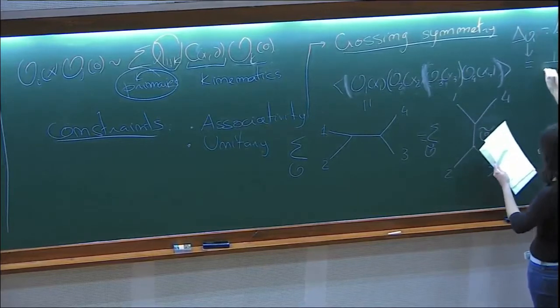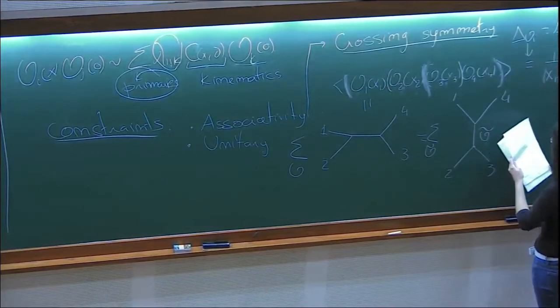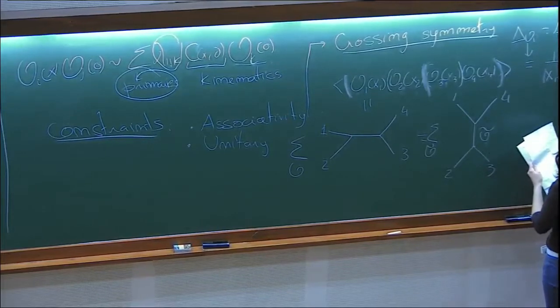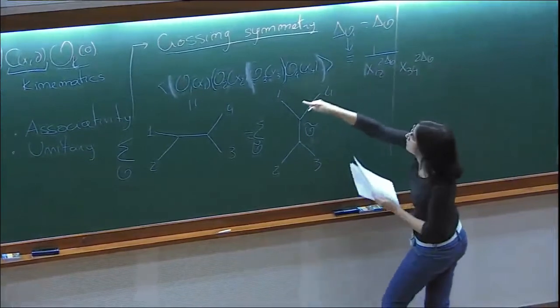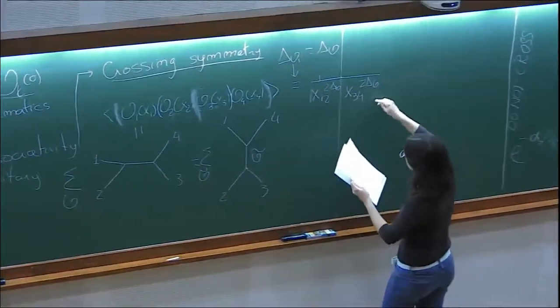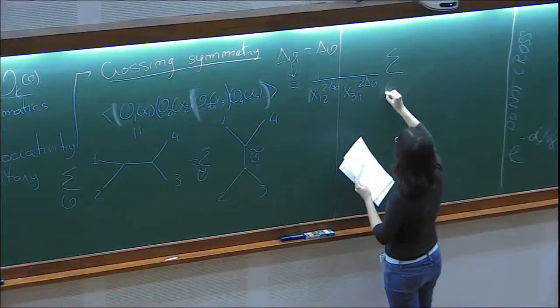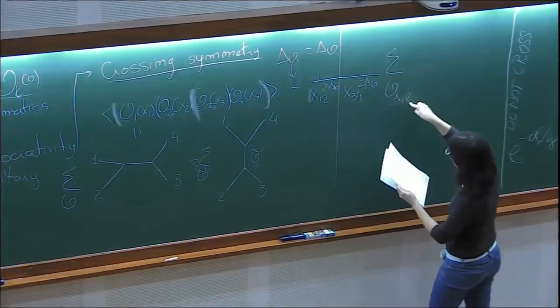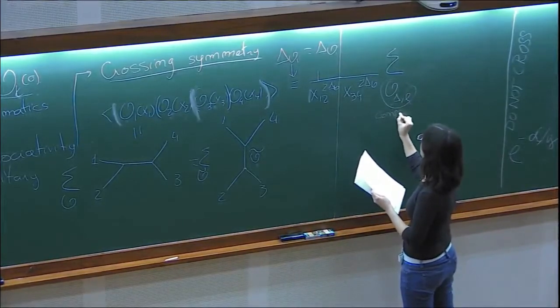So now I'm writing Pedro's final equation. This is just a prefactor that carries the weight of the external operators. It's completely fixed by kinematics, and then I get a sum over all operators that can be exchanged, where these guys, recall, they are conformal primaries.